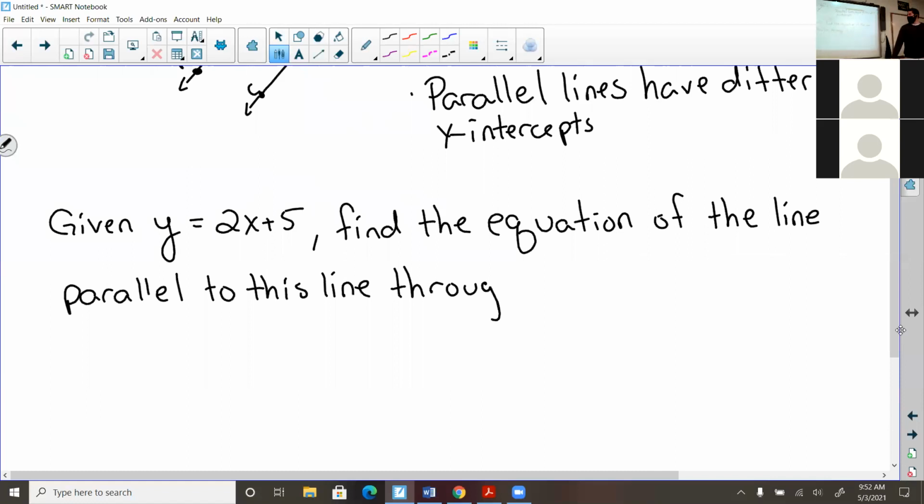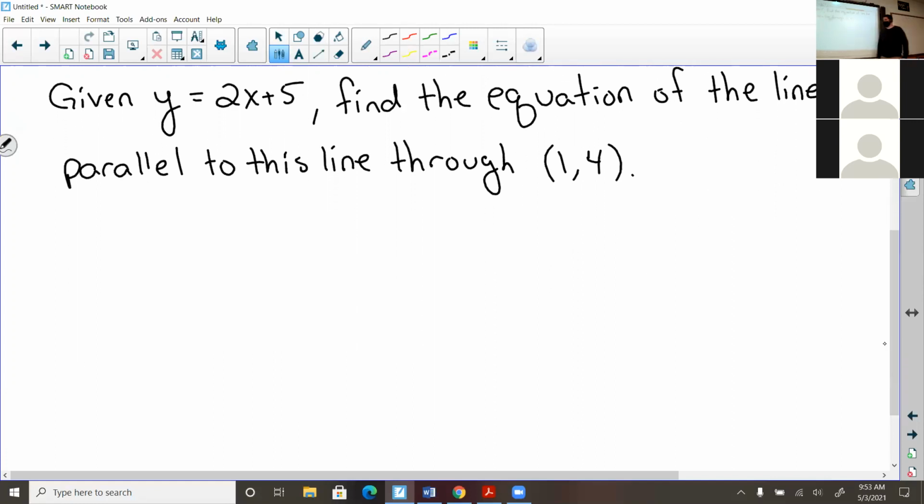And so if I gave you an equation of a line of y equals 2x plus 5, and I wanted you to find the equation of the line that's parallel to it through the coordinate point (1, 4). So you now have all the information you need to find the equation of the line that is parallel to y equals 2x plus 5. We know that the slope of the new equation is going to be 2 because I'm taking it from the other equation.